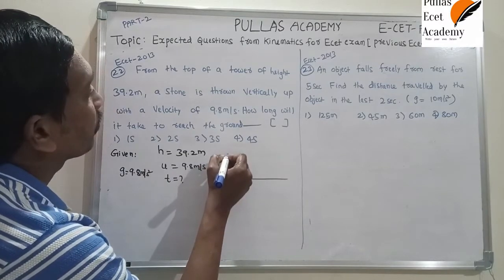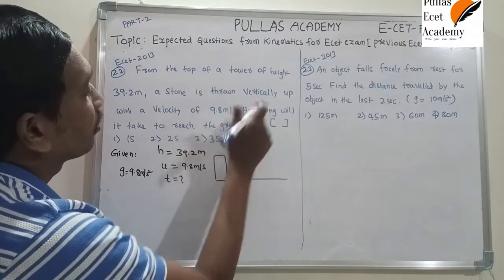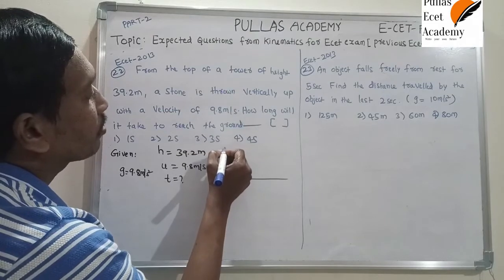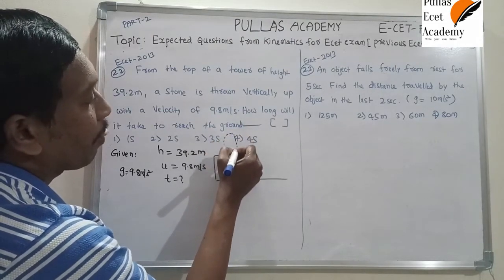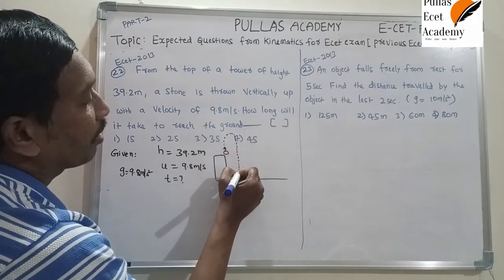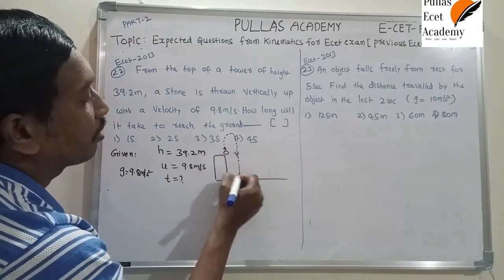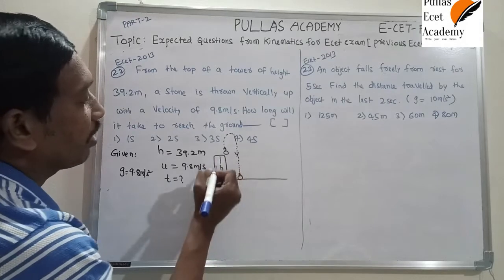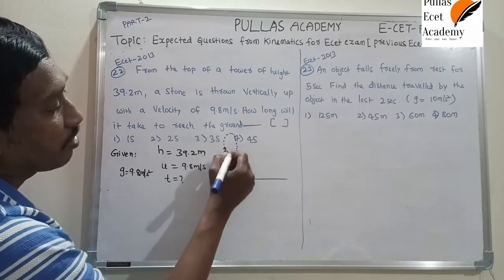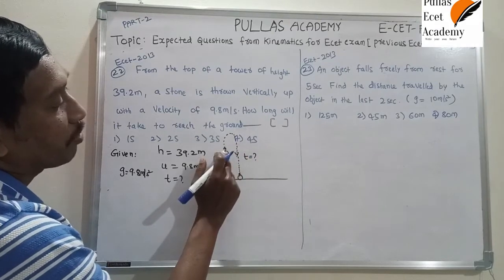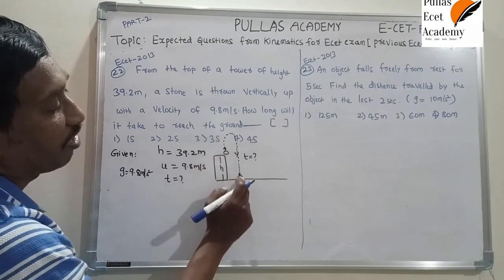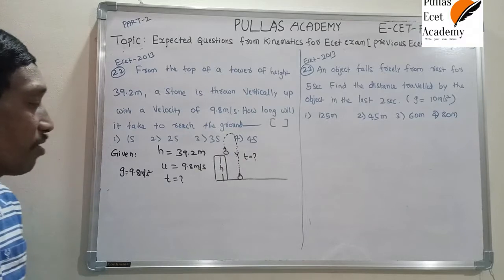So when you project one body vertically upwards, it moves vertically upwards and finally reaches the ground. So this is considered h. Then what is it? The total time t taken from when it is projected from this point until it finally reaches the ground is what is being asked.